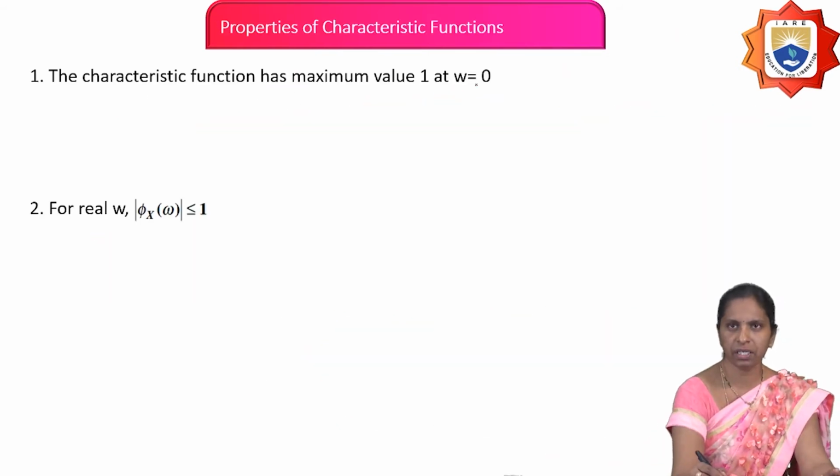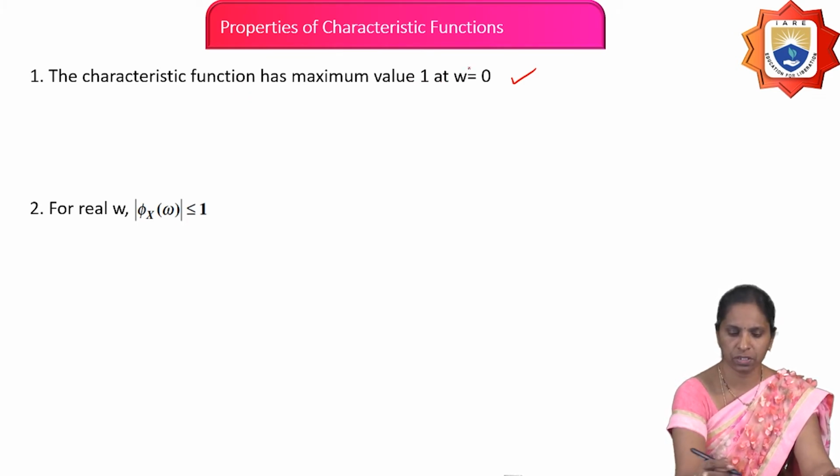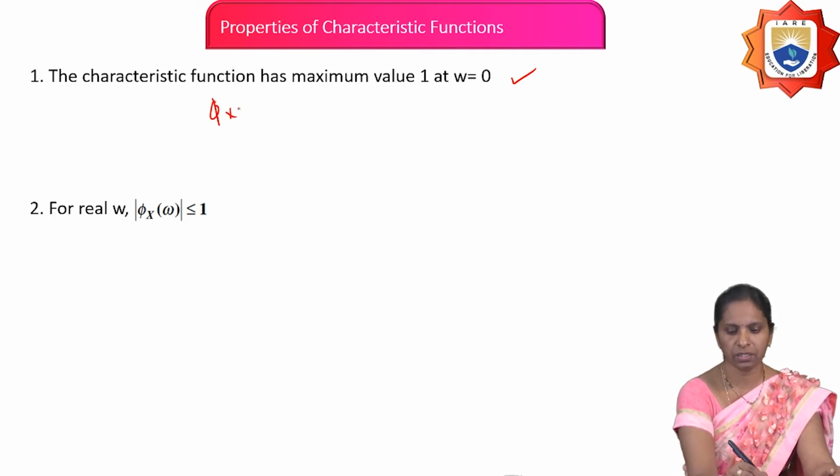Now, let us see the properties of the characteristic function. What does the first property state? The characteristic function has a maximum value 1 at omega equals 0. So, what is the characteristic function? Nothing but pi x of omega equals to, what is its definition? Expectation of e power j omega x.